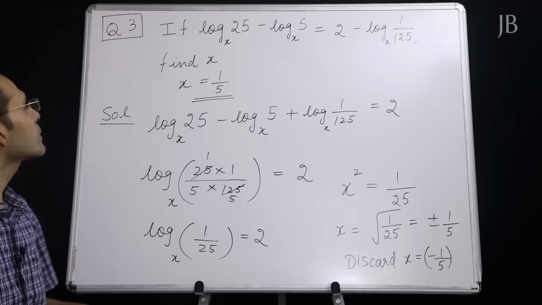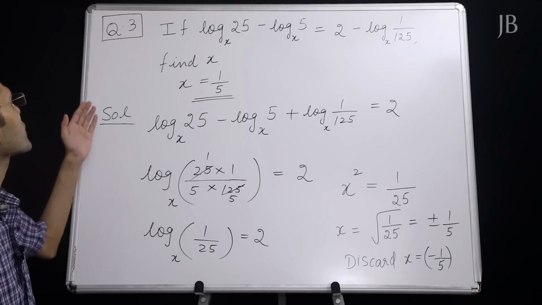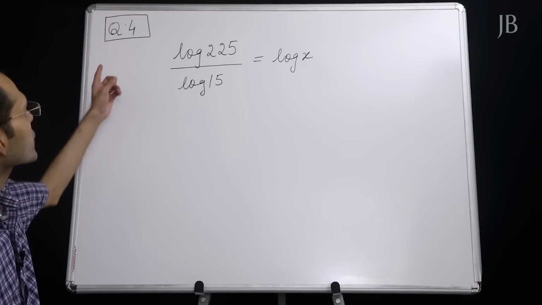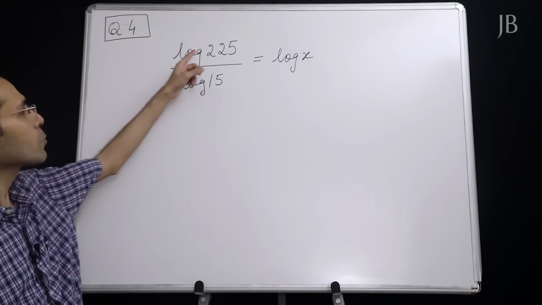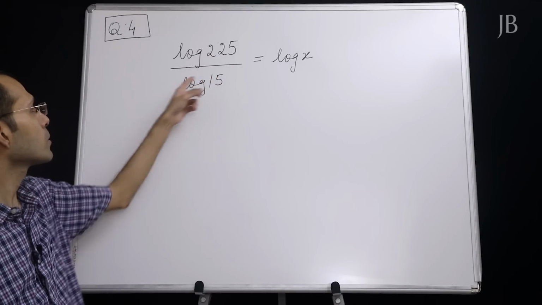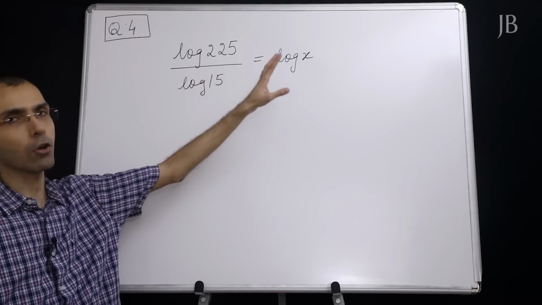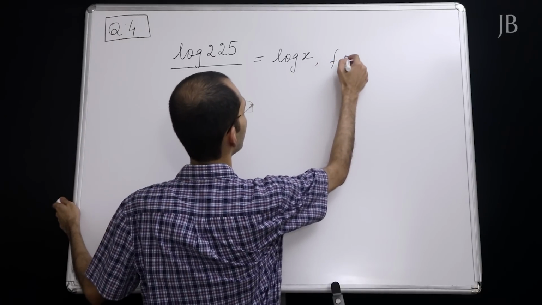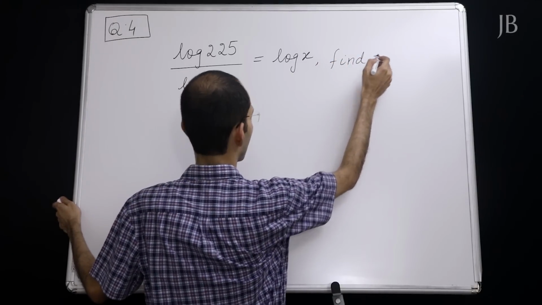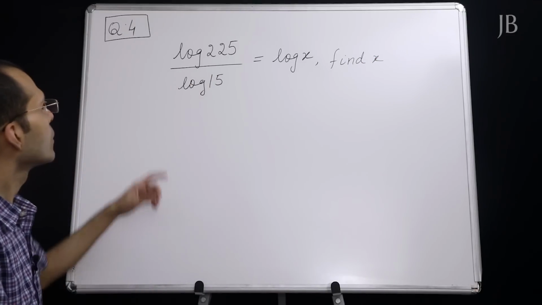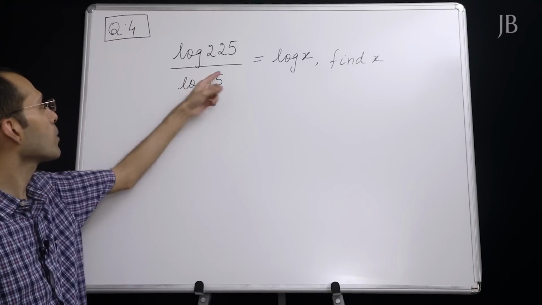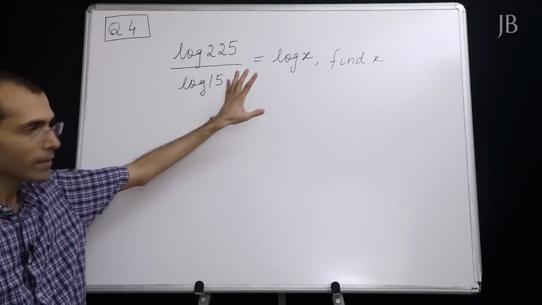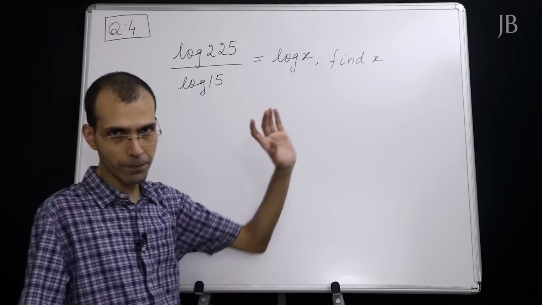So comfortable with this? So this completes your question 3. Question 4: log 225 upon log 15 equaling log x. Find x. Okay, comfortable? Log of 225 upon log of 15 is equaling log of x. Find x.